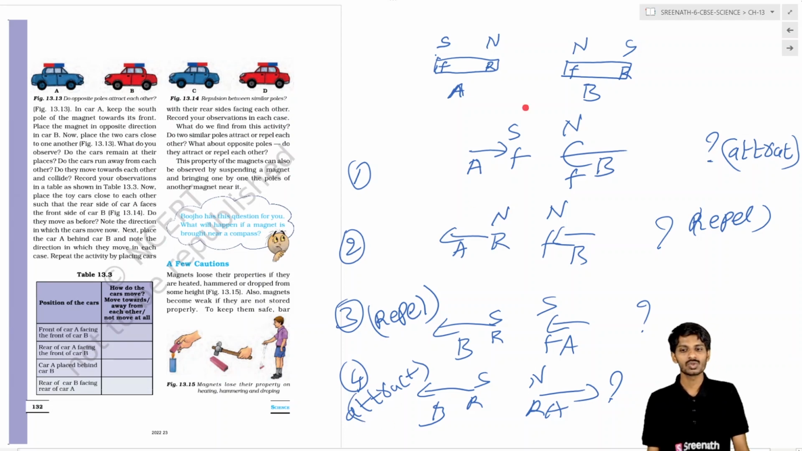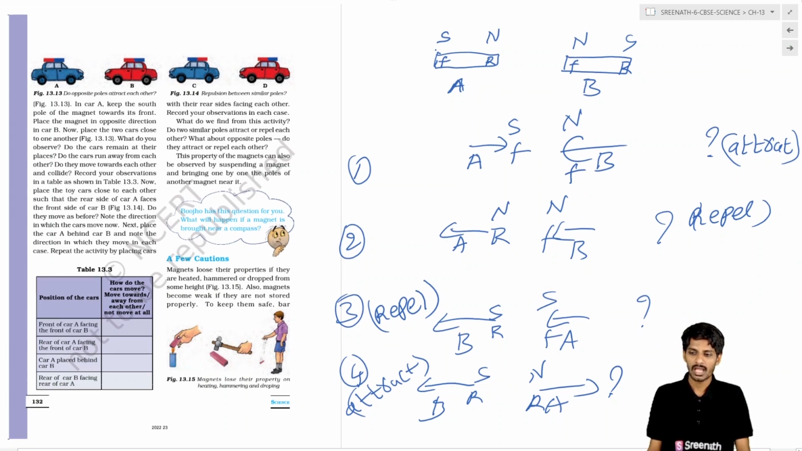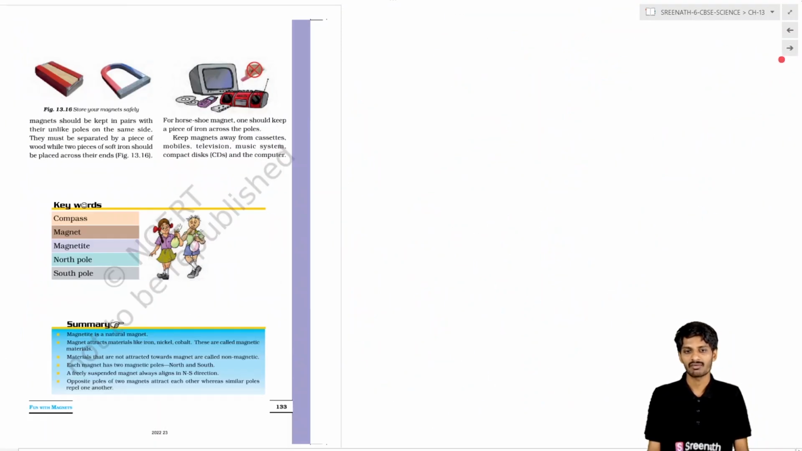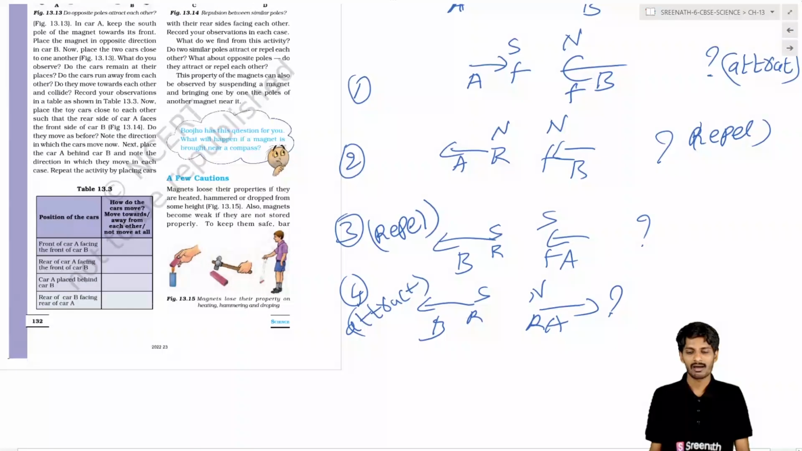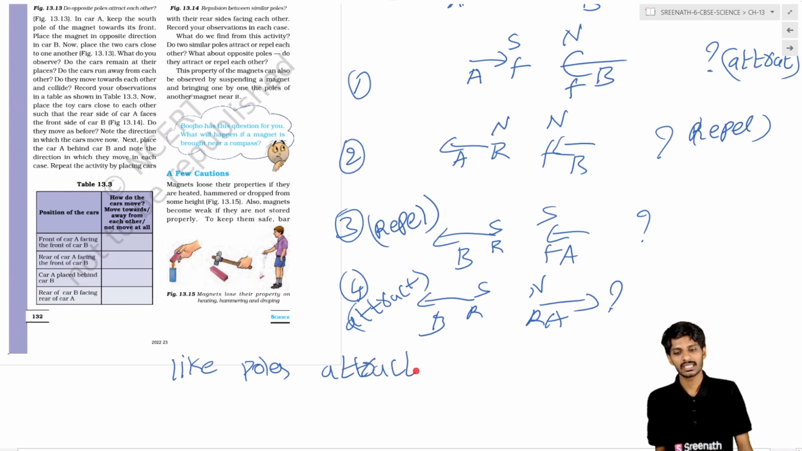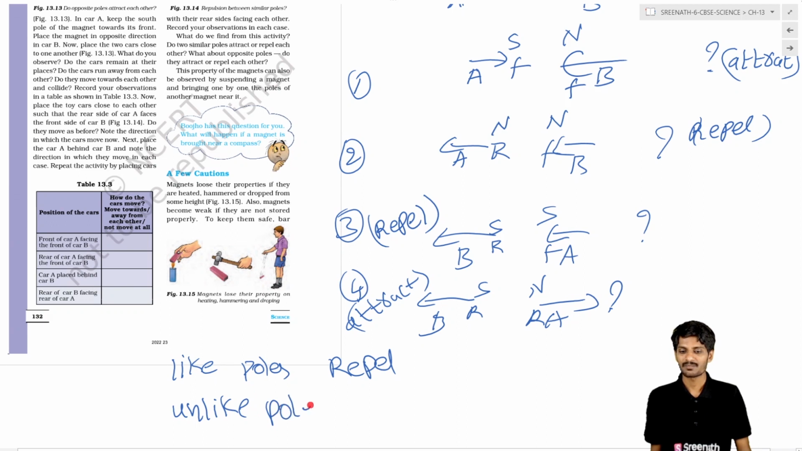So how can I know without doing this experiment? Basically, from these observations, what are the conclusions we are having after doing this experiment? The conclusion is, like poles repel each other. This is the very important conclusion, very useful in every subject in your higher studies. Sorry, I am confused sometimes. So like poles repel each other and unlike poles attract each other.